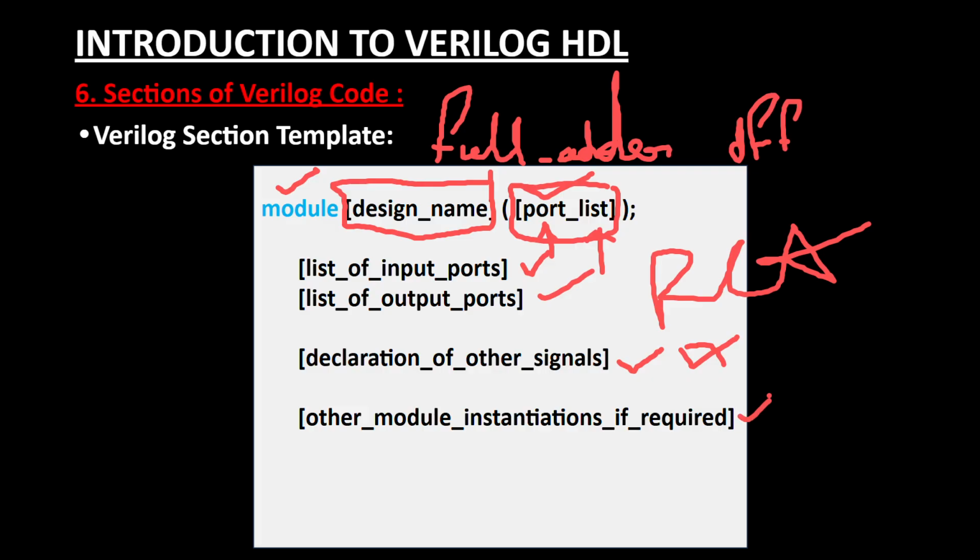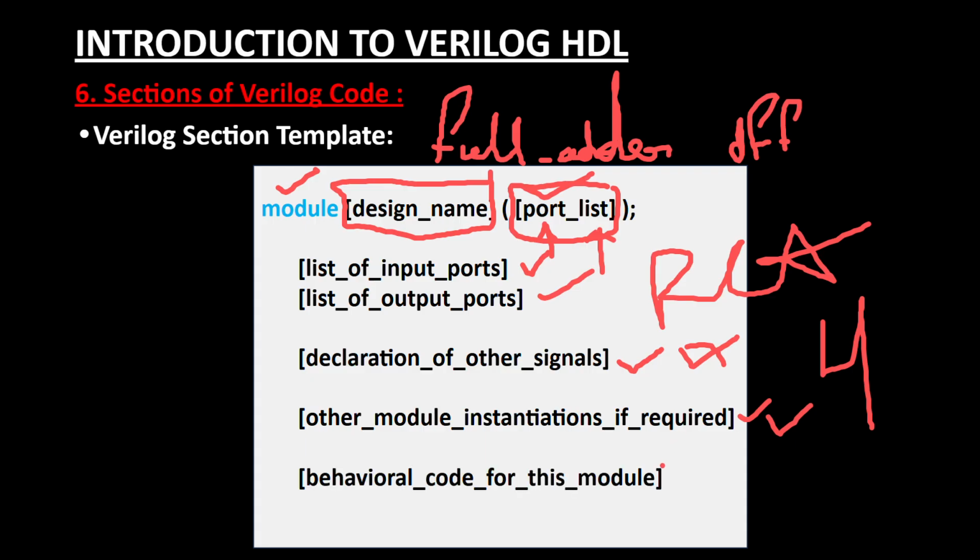So I told, right, for RCA we instantiate the full adder 4 times. Those instantiations can be done here. And behavioral code, if you have any behavioral code, we can write over here, or any other data flow code. Gate level, we can write these codes.